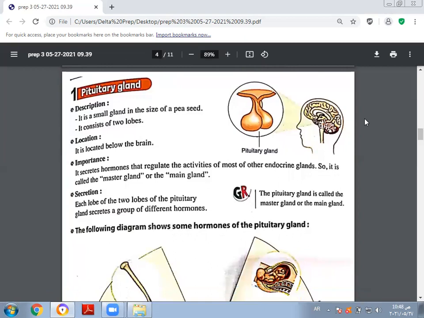Let's start with the first endocrine gland, which is the pituitary gland. It is a small gland, about the size of a pea seed, and it consists of two lobes. It's located below the brain, and it secretes hormones that regulate and activate most of the other endocrine glands, so it's called the master gland or the main gland. Each of the two lobes of the pituitary gland secretes a group of different hormones.